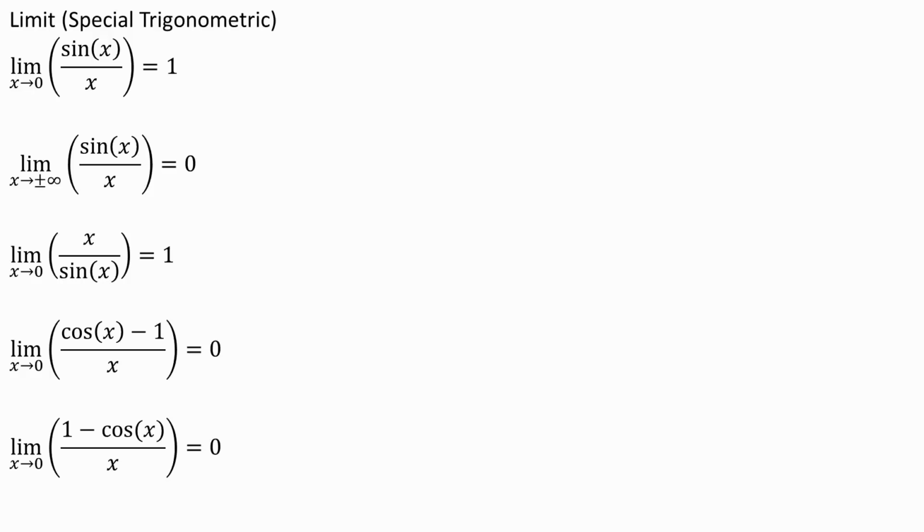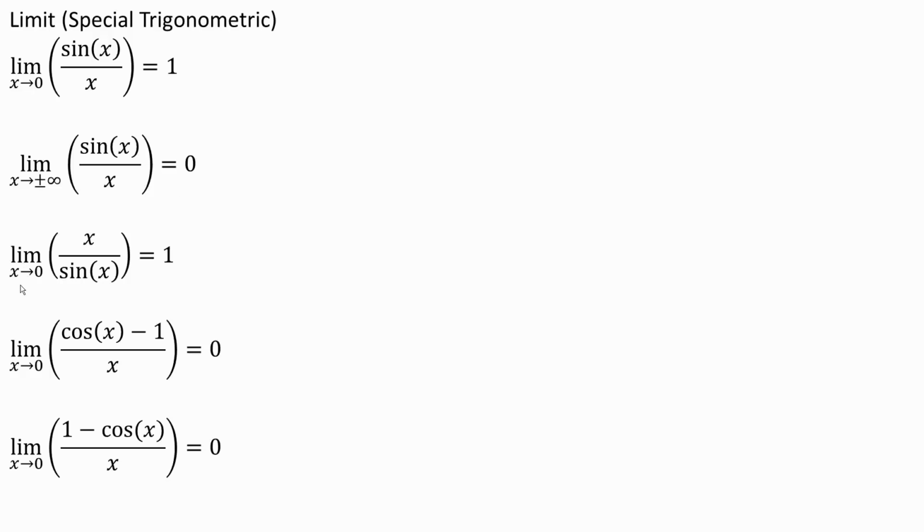In this video, we will go over limits involving special trig. So this part right here is kind of like a reference, so maybe you'd want to write it down on a piece of paper. The following: limit as x approaches 0 for sine x divided by x is going to be 1. Limit as x approaches positive or negative infinity for sine x divided by x is 0.